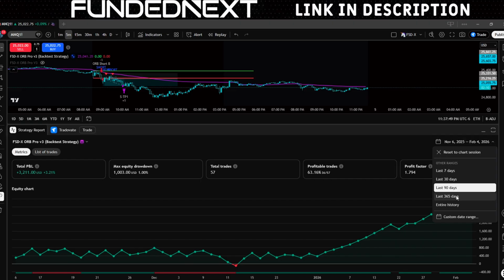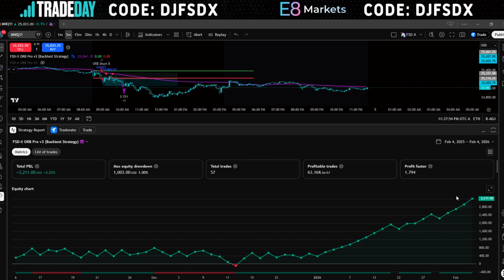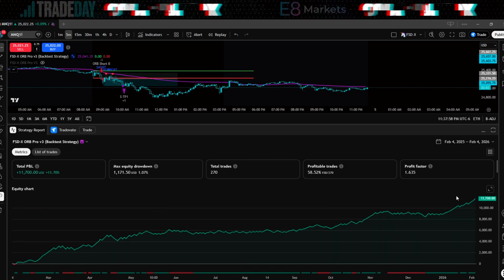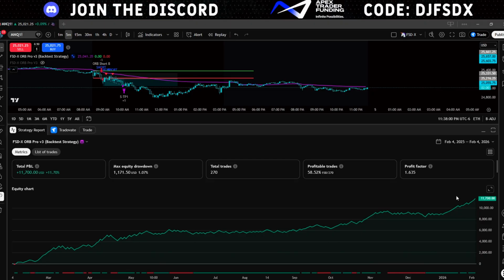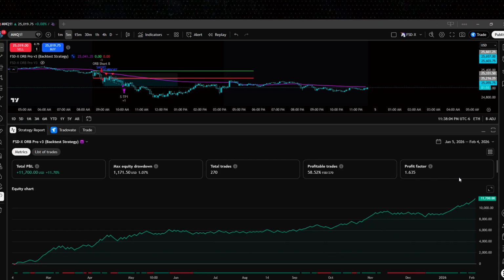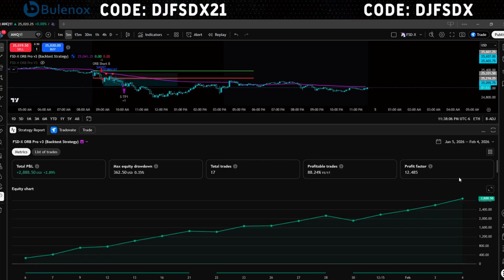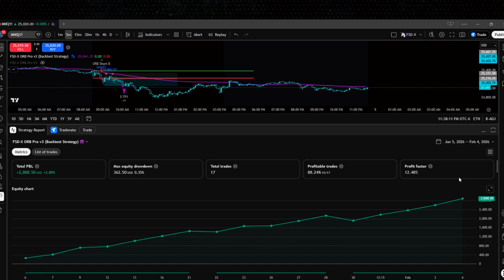We go for the whole year. 58% win rate for the entire year. You can see the past 30 days, 88% win rate. So the indicator is doing really well.